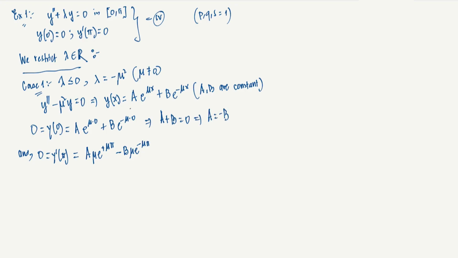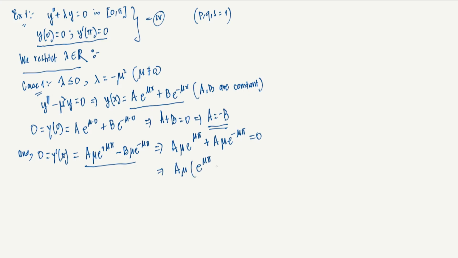Any solution of this equation looks like this. This is a general solution. So we are trying to find a solution which satisfies these two conditions. If it satisfies these two conditions, A has to be equal to minus B, and this condition is also true. This actually implies that A times mu e to the power mu pi minus B, which is again A plus A, times mu e to the power minus mu pi is going to be 0. So that will give you A times mu common. If you take it, it is e to the power mu pi plus e to the power minus mu pi is going to be 0.